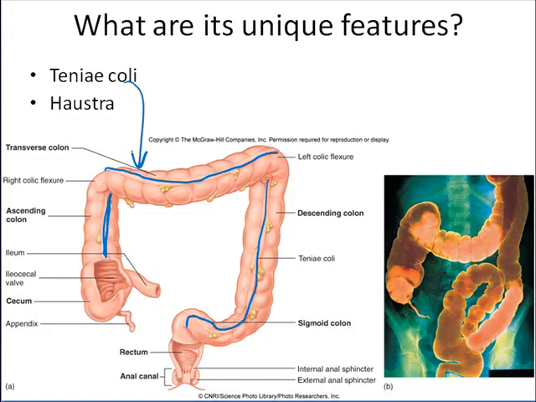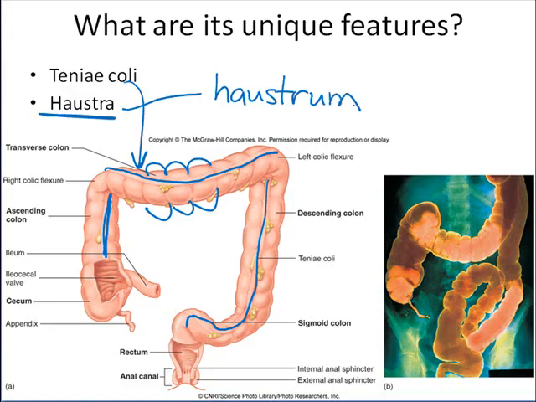And as a result of that, there's far more of the circular smooth muscle tissue. And because there's a lot more circular smooth muscle tissue than longitudinal, you get this puckering appearance to the large intestine. Those puckers are called haustra. That's plural, and haustrum is the singular.